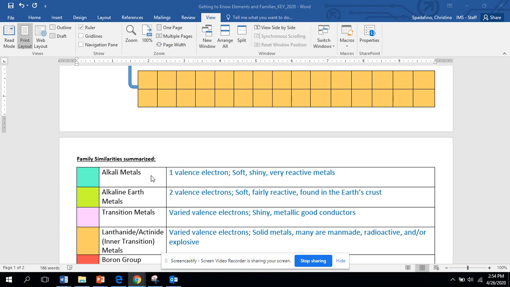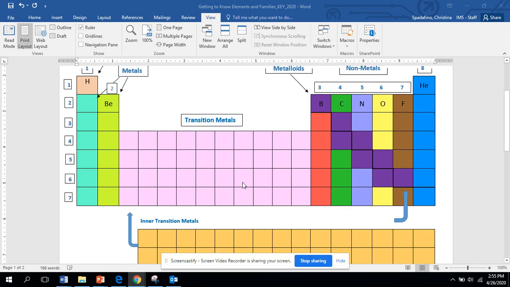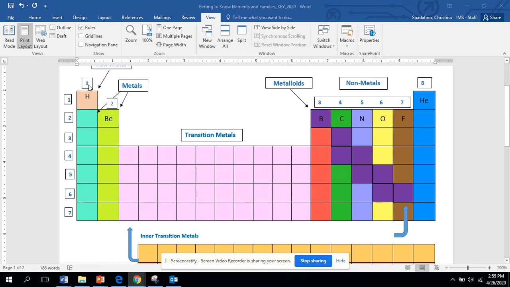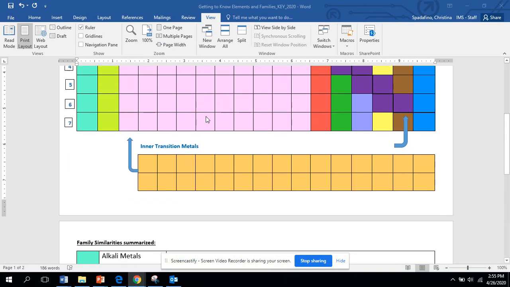And we describe alkali metals with having 1 valence electron. They are soft, they are shiny, and they are very reactive. This is where sodium lives. This is where francium lives. Some people's favorite elements, caesium. So 1 valence electron, soft, shiny, very reactive. And that's why it has a number 1 over it. These numbers on top of the families represent the number of valence electrons.